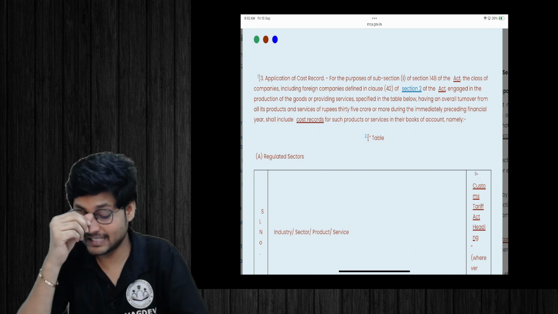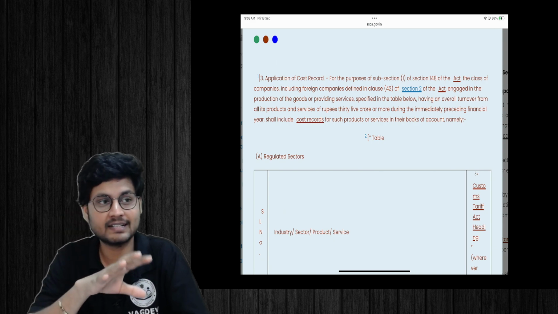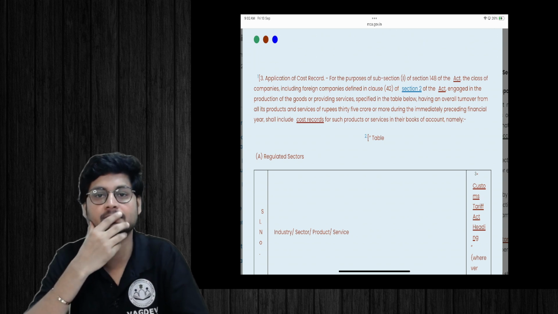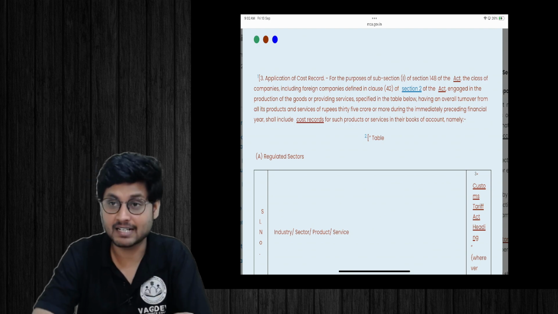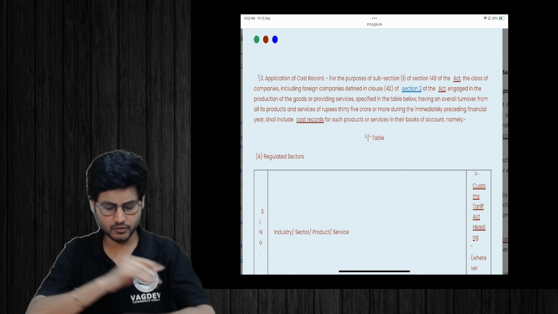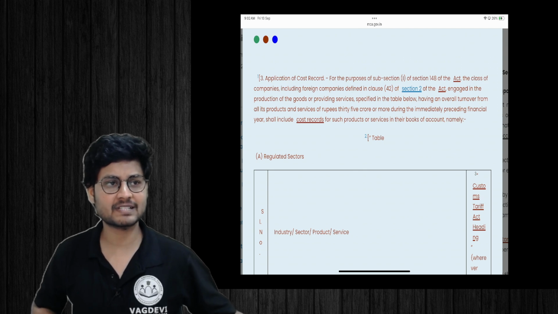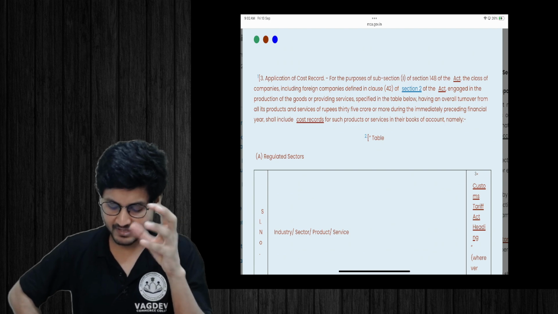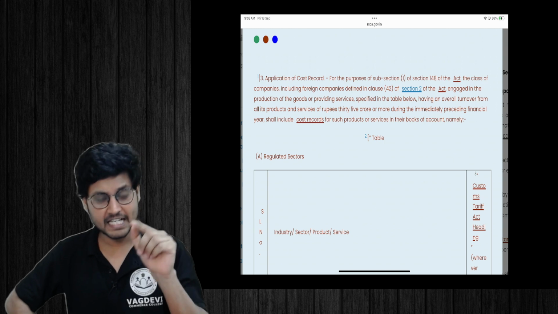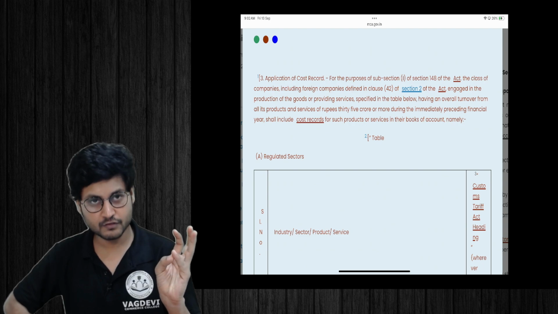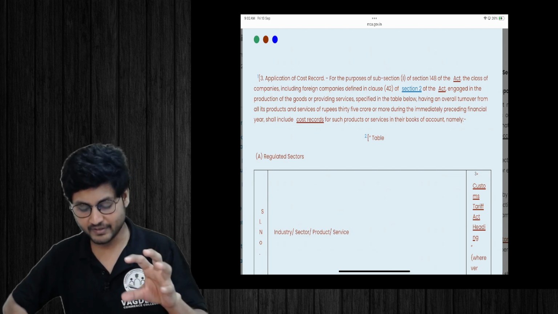Okay. Let me read rule number 3 and try to solve some previous examination questions, some practical problems. Okay, so let me read the question. The class of companies, see, application of cost records, the class of companies including foreign companies. So even 148 subsection number 1 is applicable for foreign companies also. There are some class of companies including foreign companies engaged in production of goods or providing services.